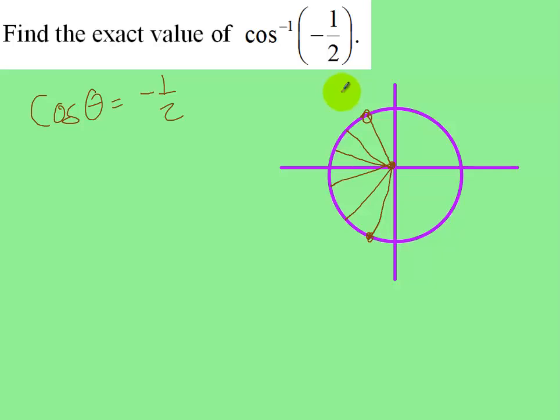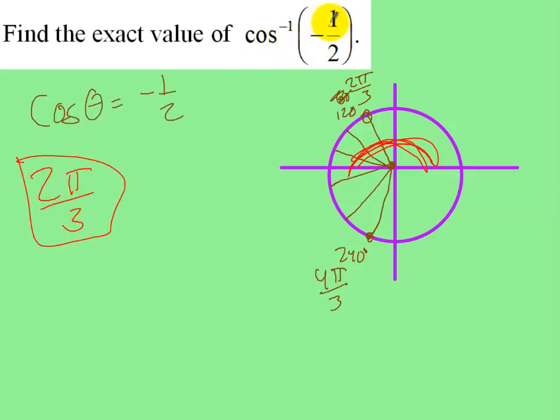This is actually at 120 degrees, or 2π/3, and this one happens at, let's see, that's 240 degrees, or another way to say that is 4π/3. So those are the two values, but we said our domain has to be between 0 and π. So the domain for cosine is only when the y value is positive, so it's going to be between those two areas. So the only value that works is 2π/3. So that's what the inverse cosine of negative 1/2 equals, 2π/3.